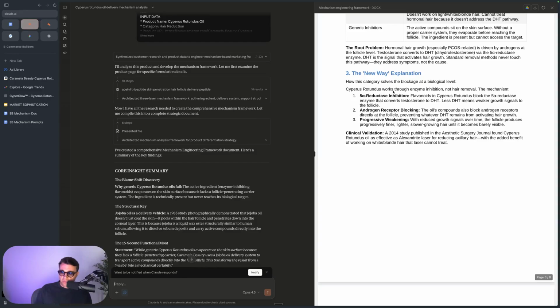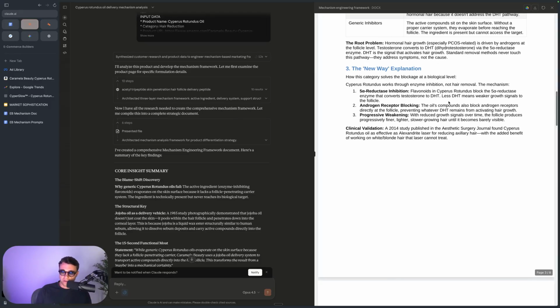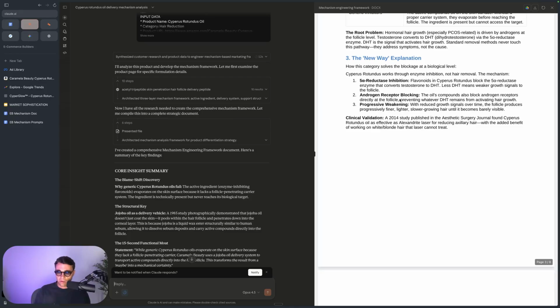Cyperus rotundus works through enzyme inhibition, not hair removal. This is kind of like the stage 3 mechanism. Flavonoids in Cyperus rotundus block the 5-alpha reductase enzyme that converts testosterone to DHT. Less DHT means weaker growth signals to the follicle. Androgen receptor blocking: the oil's compounds also block androgen receptors directly at the follicle, preventing whatever DHT remains from activating hair growth. Progressive weakening: with reduced growth signals over time, the follicle produces progressively finer, lighter, slower growing hair.